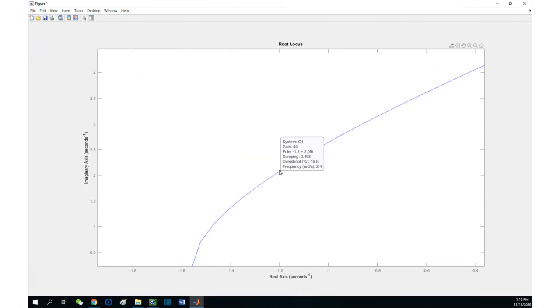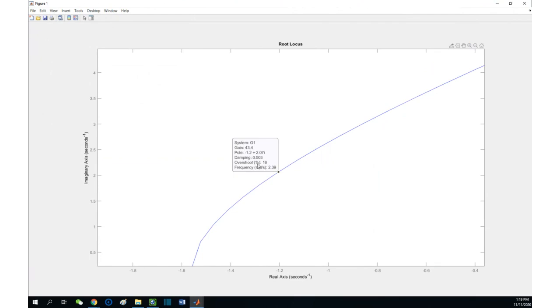43. What is it now? What's the gain now? That's 44, so we're in the neighborhood. Here we go. Perfect. 16% overshoot. Yep, which is not very easy to locate exactly at the gain. So the more you zoom in, the easier it is to locate the exact number. So 43.4 is the gain here, right?